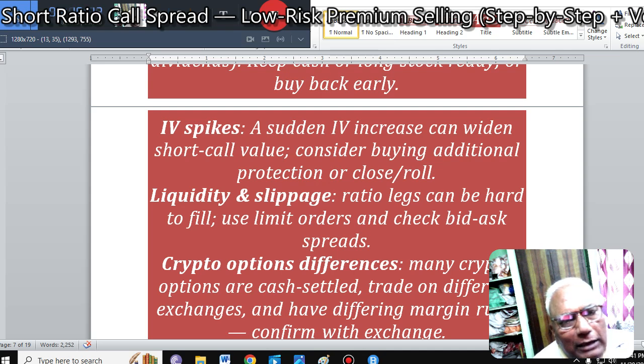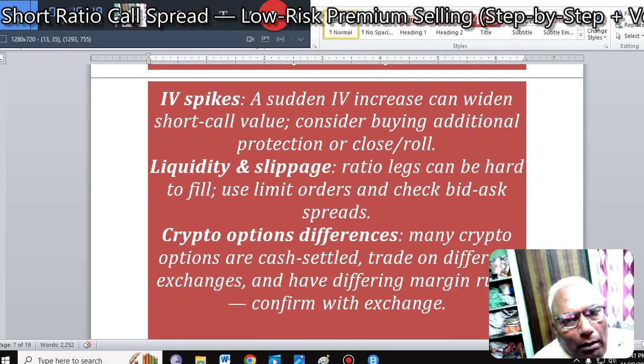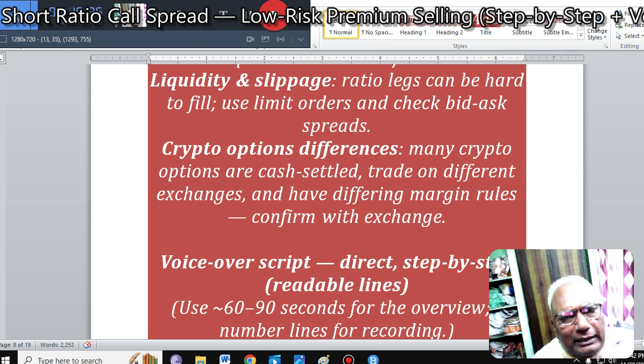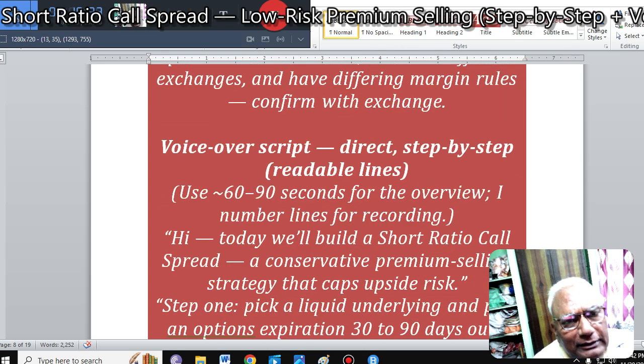Liquidity and slippage: ratio legs can be hard to fill. Use limit orders and check the bid-ask spread. Crypto options differences: many crypto options are cash settled, trade on different exchanges, and have differing margin rules, confirmed with the exchange.